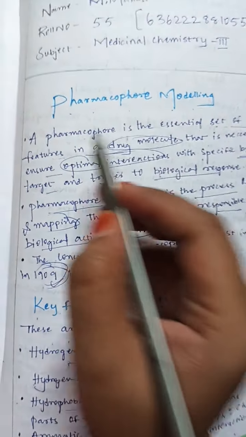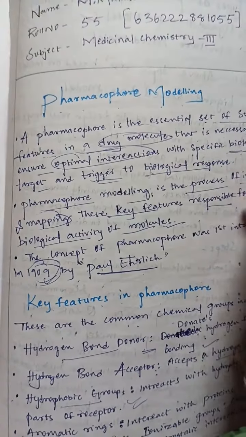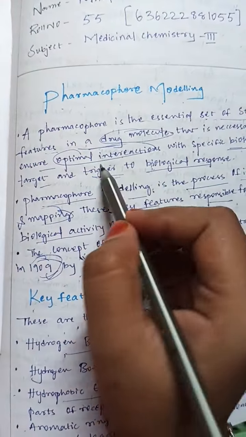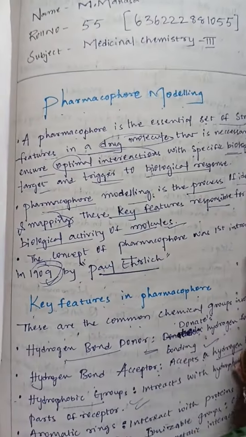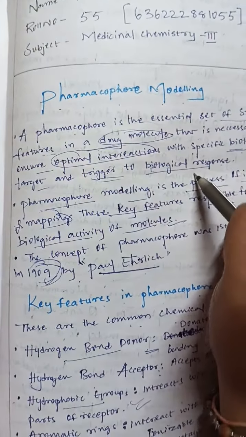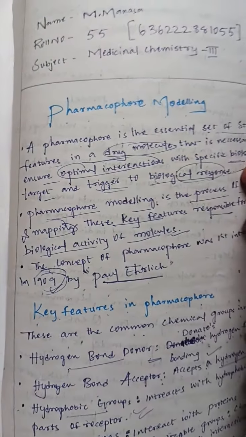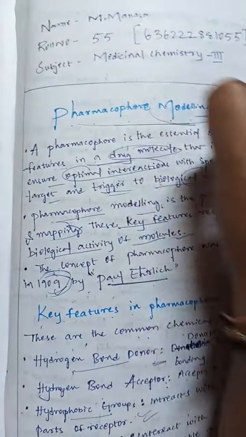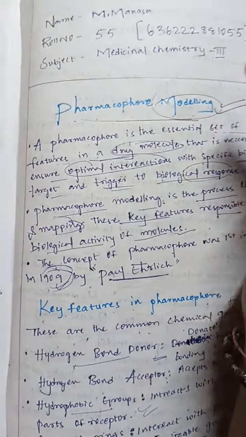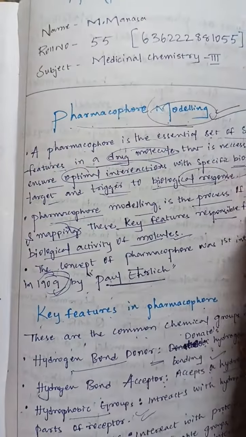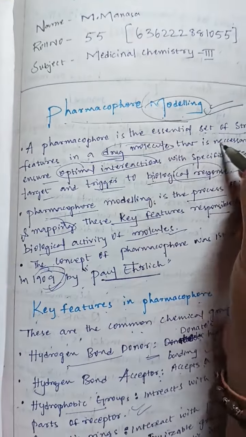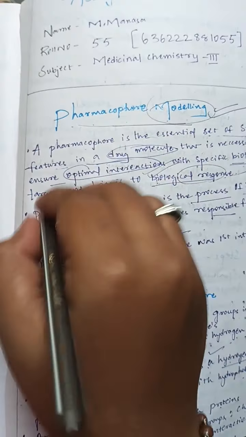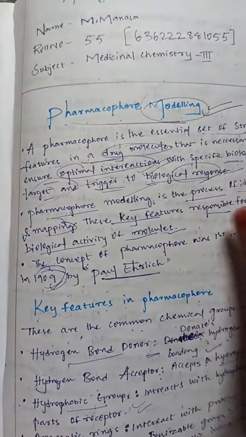Pharmacophore modeling. A pharmacophore model is essential for the set of structural features a drug molecule needs to ensure optimal interactions with a specific biological target to trigger the biological response. Remember that the structure in the model is important, so the structural features of a drug molecule are necessary to ensure this optimal interaction with the specific biological target and trigger the biological response.